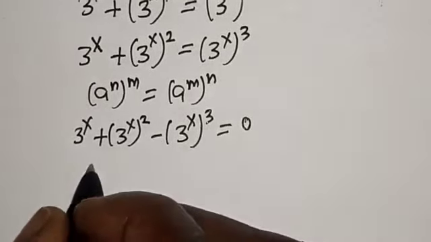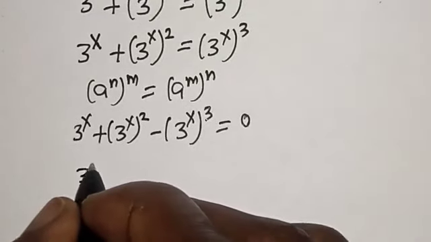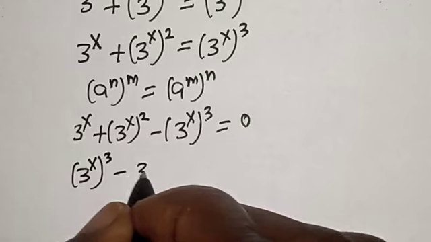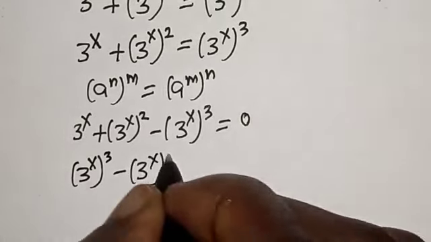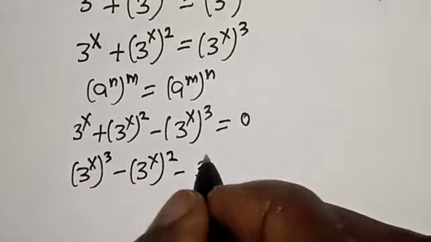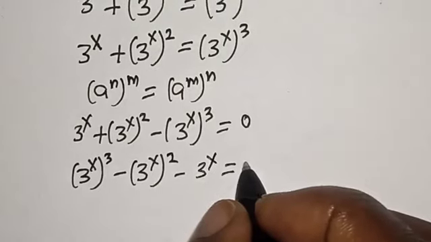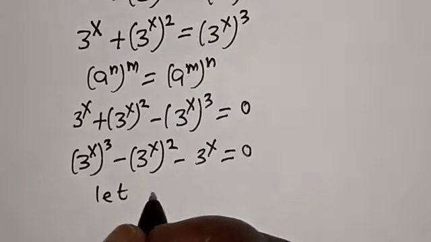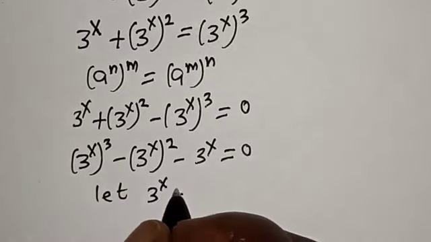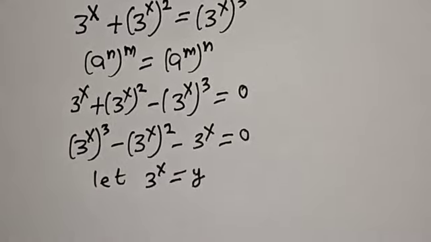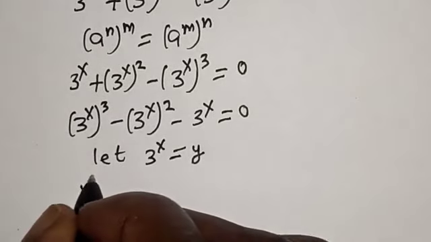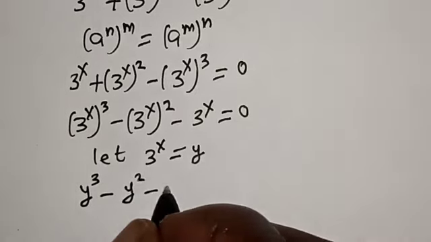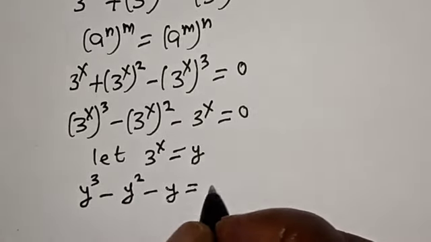Then let's rearrange. We have 3 raised to power s raised to power 3 minus 3 raised to power s squared minus 3 raised to power s is equal to 0. Now from here, let 3 raised to power s be equal to y. Then we have y cubed minus y squared minus y is equal to 0.